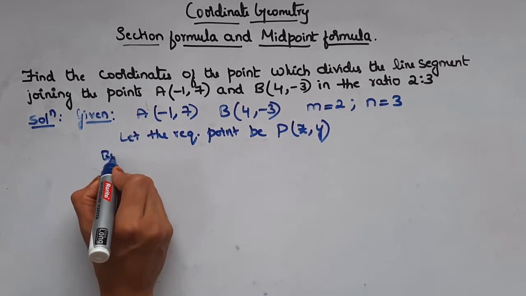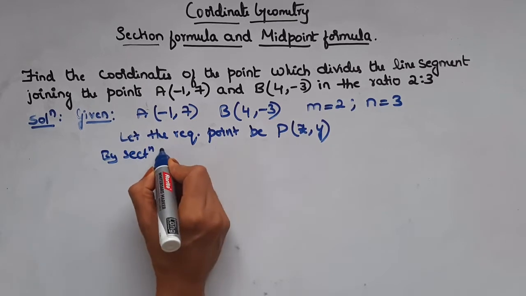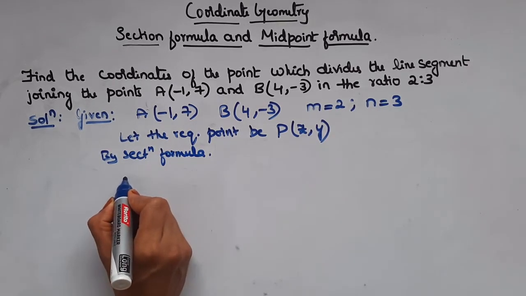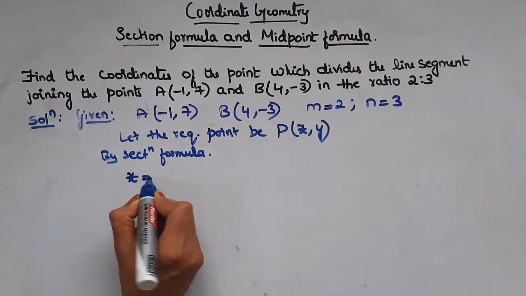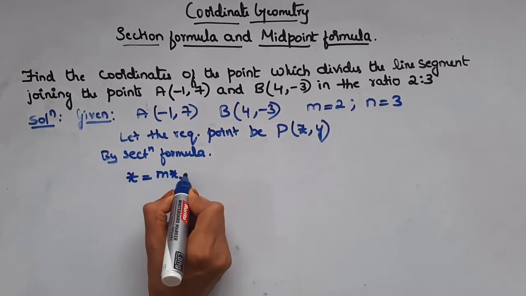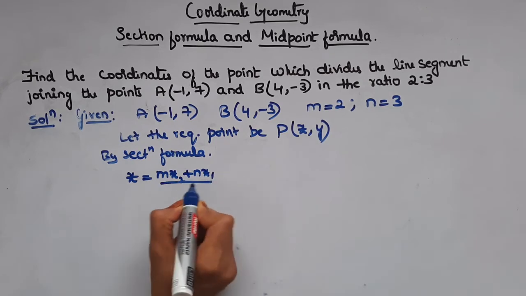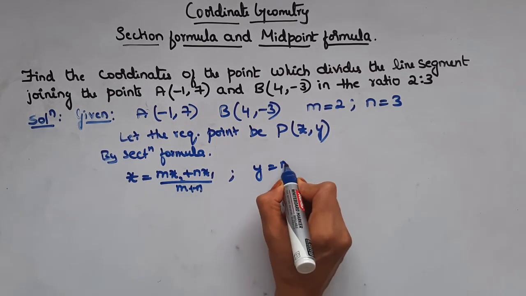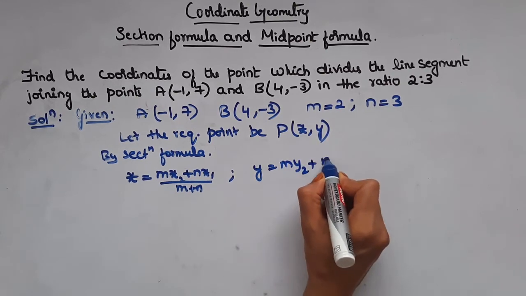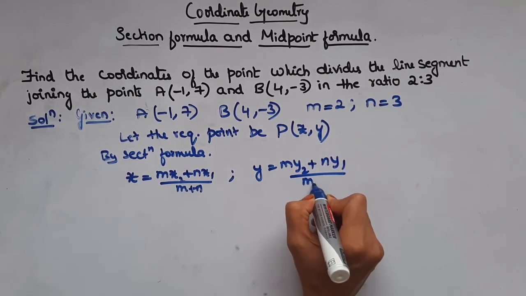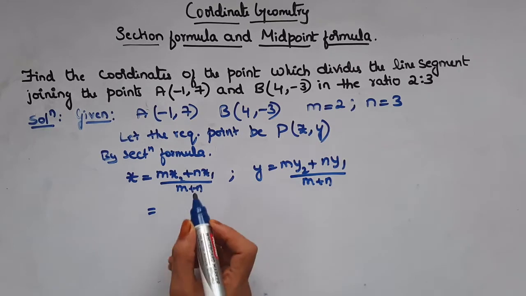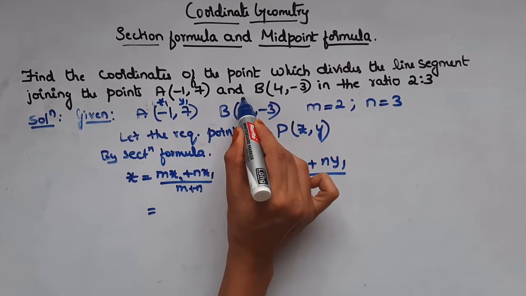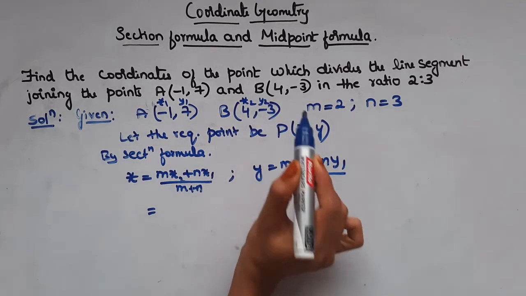So by section formula, the section formula is given by x is equal to mx2 plus nx1 by m plus n, right? And your y is my2 plus ny1 by m plus n, right? So here this is your x1, y1 and this is your x2, y2, right?